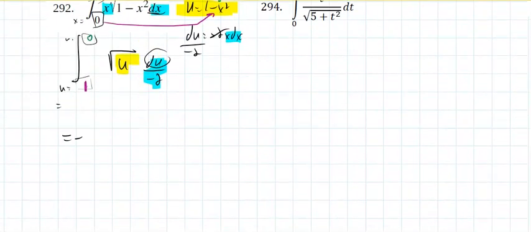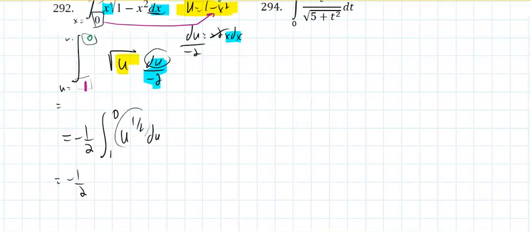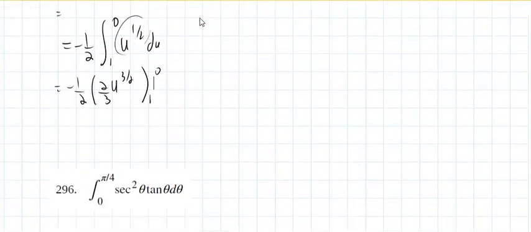That would be -1/2 the integral from 1 to 0 of u to the 1/2 du. That is -1/2, add 1 to the power, divide by that. Now here I'm going to evaluate it from 1 to 0. I don't have to go back to u again. I don't have to substitute in the yellow part anymore because I changed the limits on the integral. You can only do that if you have a definite integral.